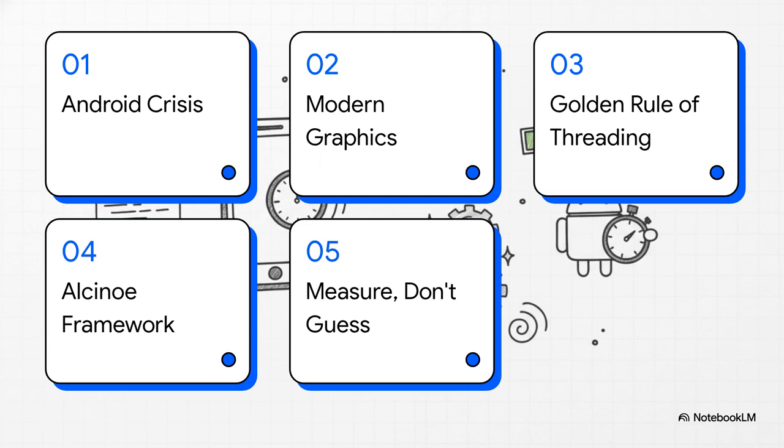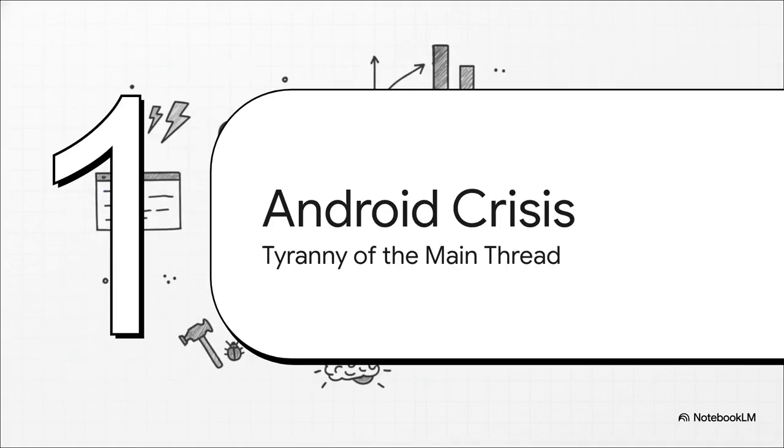First, we'll dig into the Android performance crisis and why the main thread is so important. Then we'll look at a huge win, modernizing your graphics engine. After that, we'll cover the golden rule of threading, get a massive boost from the Alcinoo framework, and finally, wrap up with the most important philosophy of all, measure, don't guess. Let's do this.